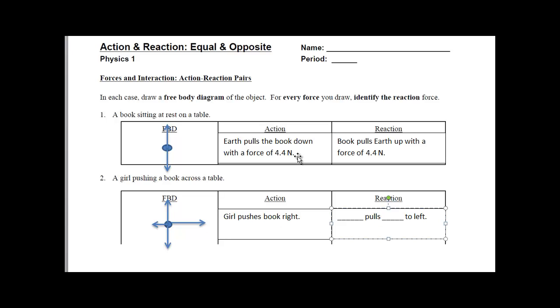So see if you can fill it in. Look at what we did here. We reversed the sentence. Earth pulls book down, book pulls earth up. Girl pushes book right. Something pulls something to the left. Hopefully that helps. You can go ahead and answer the rest of the questions.